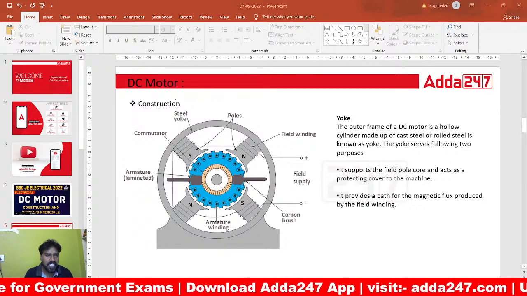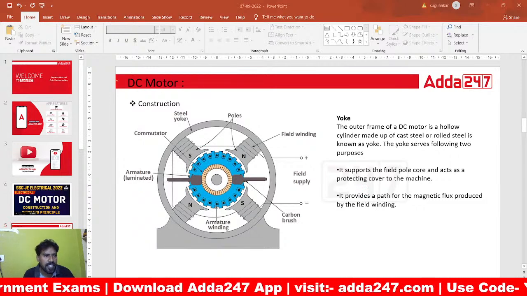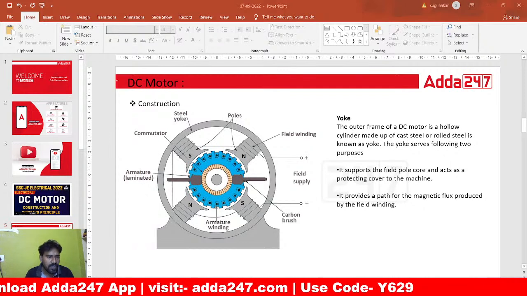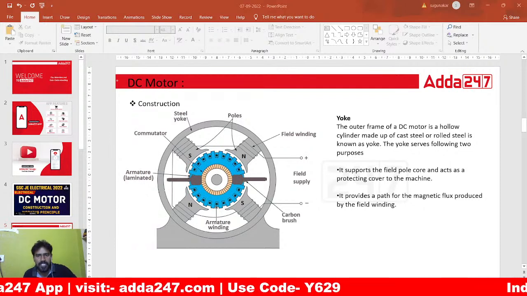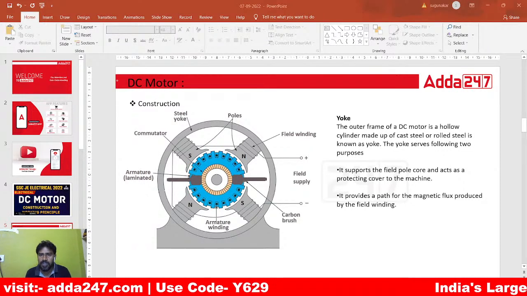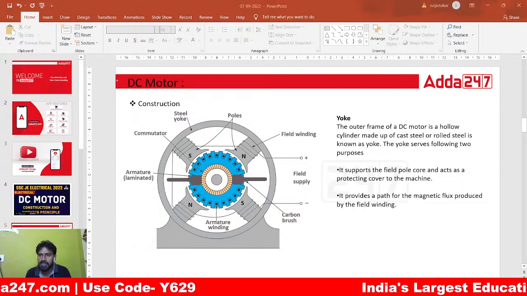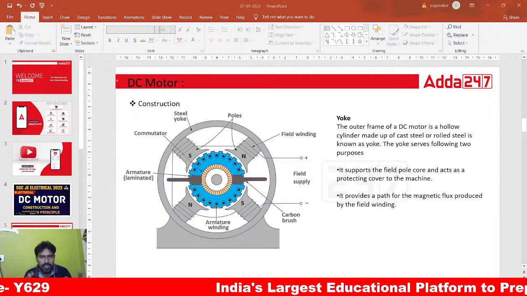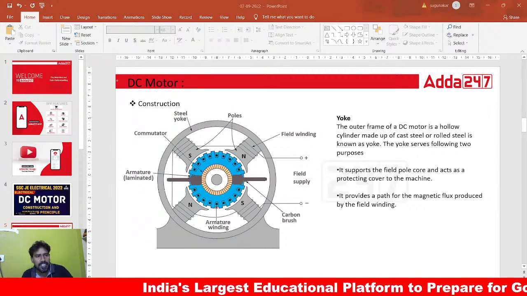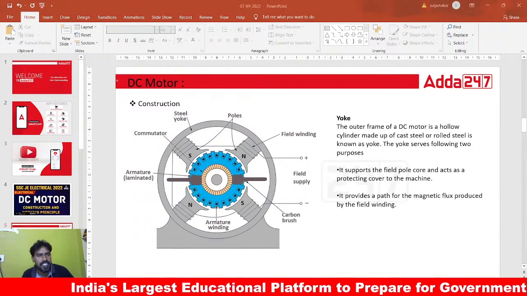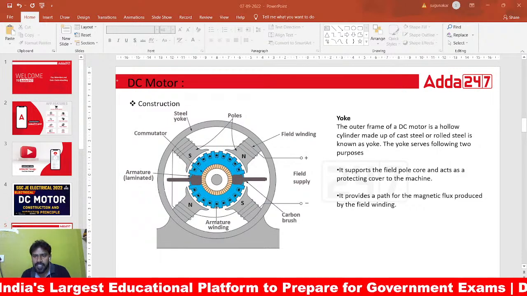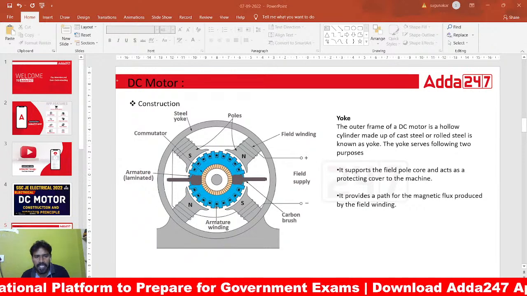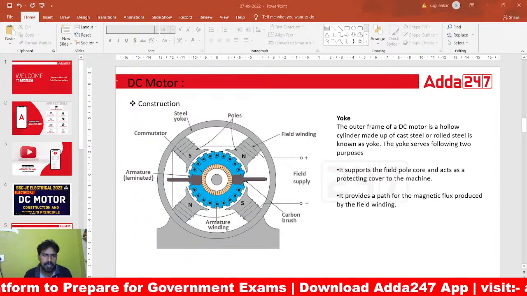So you can see the constructional details. This is the entire construction of the DC motor, and step by step we are discussing. The outer part is the yoke. It is made up of cast steel or rolled steel. This serves two purposes: we construct this yoke on the outer side, one to protect the entire machine, another to allow the magnetic flux in a low reluctance path.